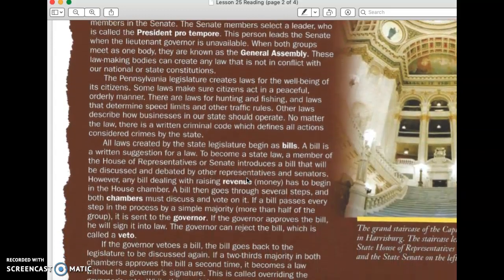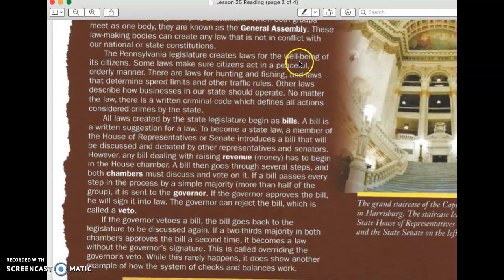The Pennsylvania legislature creates laws for the well-being of its citizens. Some laws make sure citizens act in a peaceful, orderly manner. There are laws for hunting and fishing and laws that determine speed limits and other traffic rules. Other laws describe how businesses in our state should operate. No matter the law, there is a written criminal code which defines all actions considered crimes by the state.